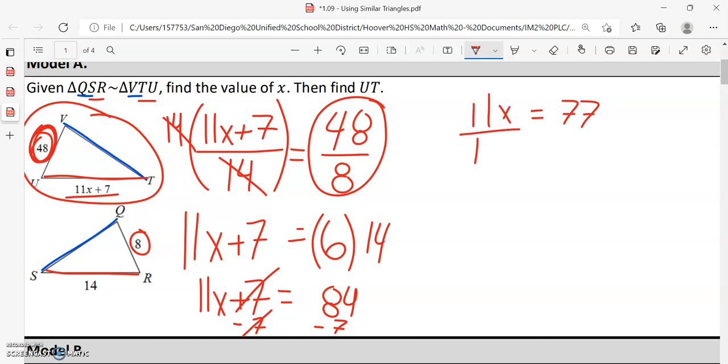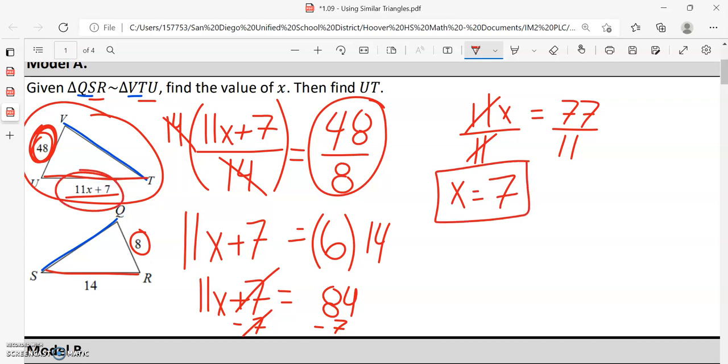Last step is divide by that number out front, which is 11. Cancel, cancel. X is equal to 7. Take that 7, put it back into our 11x plus 7, and you'll end up getting 84. 11 times 7 is 77, and 77 plus 7 is 84. So line UT or side UT would equal 84.